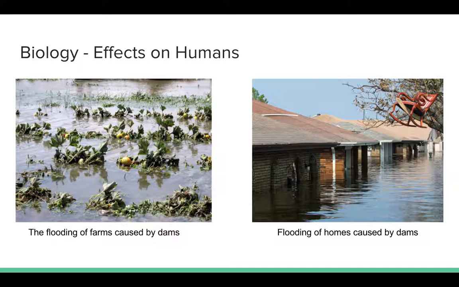The photograph on the right depicts the flooding of homes. When a person's home is flooded, they can lose family members or valuable objects to the flood. Sometimes when a house is flooded, the people who live there have nowhere else to go.